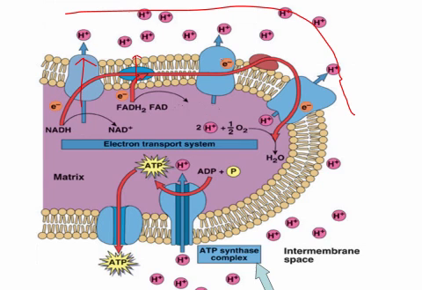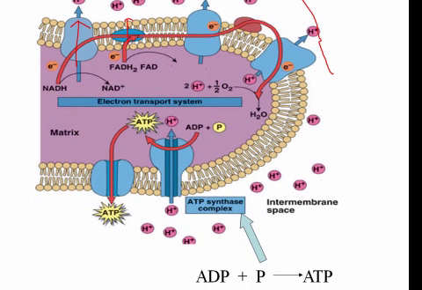So the energy from these electrons, as they are being passed from one carrier molecule to another, is used to pump hydrogens into this intermembrane space. And it creates a very high concentration of protons. It creates a concentration gradient, and that concentration gradient contains energy. Those protons are going to try and diffuse down their concentration gradient. They will try to go from high concentration to low concentration.